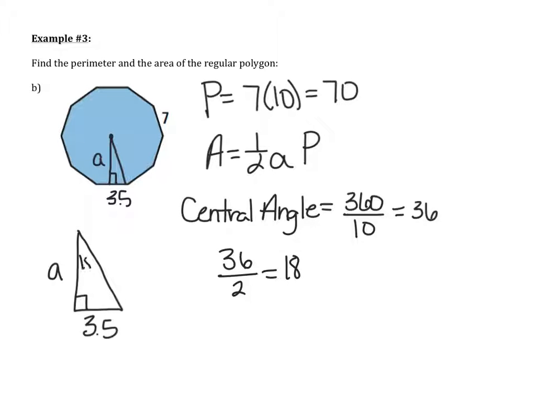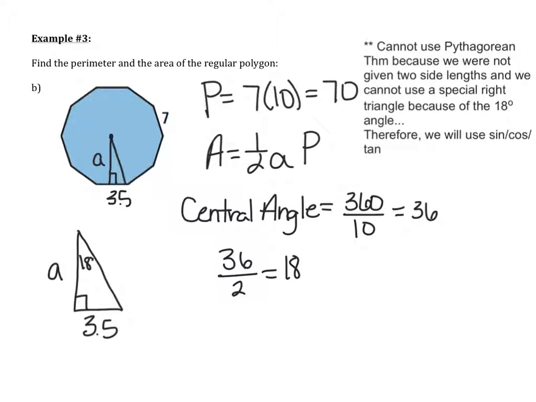So if this is 18 degrees right here, that means I'm going to have to use trigonometry, because an 18-degree angle right here is not a special right triangle. And again, we cannot use the Pythagorean theorem because we were not given 2 side lengths. And I would write down something in your notes about why we have to use trigonometry in this case, because again, we weren't given 2 side lengths in order to use the Pythagorean theorem, and since we had an 18-degree angle measure, that is not a special right triangle. It's not a 45, 45, 90, and it's not a 30, 60, 90. So again, that's why we're going to have to use sine, cosine, or tangent.